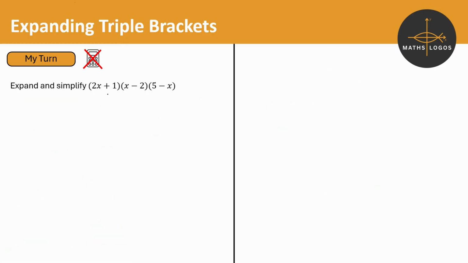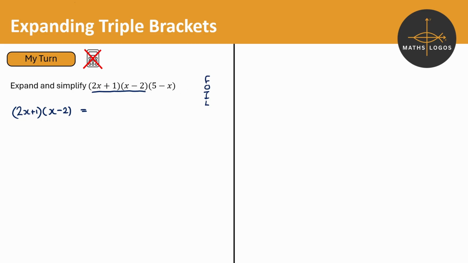Okay, so we're going to look at a slightly harder example. Expand and simplify 2x add 1, multiplied by x subtract 2, multiplied by 5 subtract x. As before, let's take these and multiply them together. So 2x add 1 upon x subtract 2. And let's use our FOIL mnemonic to help us remember how to do that.